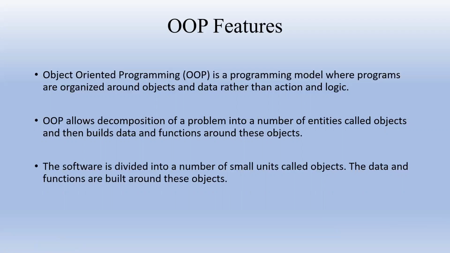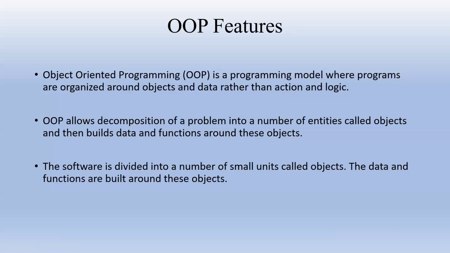The second feature is that object-oriented programming allows decomposition of a problem into a number of entities called objects and then builds data and functions around these objects. So what happens in the object-oriented programming model? Everything we code is basically inside a blueprint. That blueprint is known as a class, and everything inside a class is an object. If you talk about, suppose, an integer property or a string property, those are simple objects, and we are storing data inside these objects.